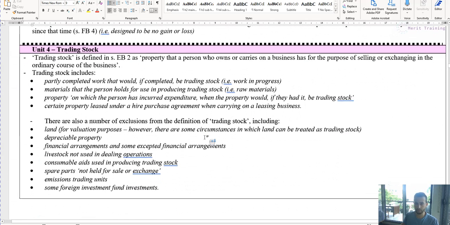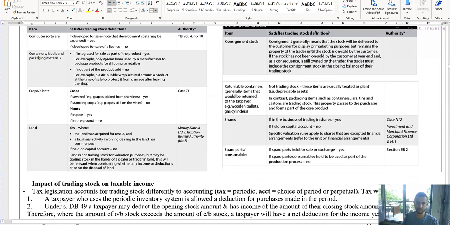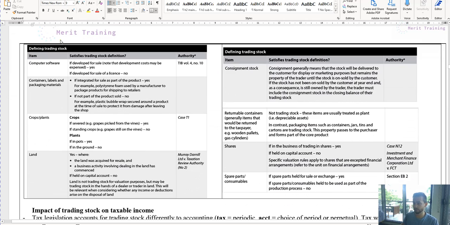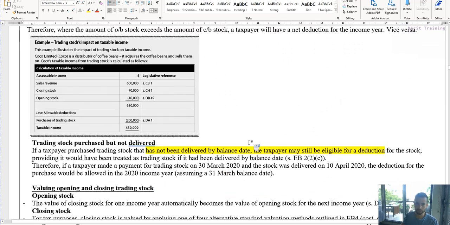Just as a very quick recap, it's basically what trading stock is. It's any property that a person owns who's carrying on a business, and these are quite specifically defined. And you also really need to consider the facts for a number of different situations, because, for example, computer software, depending on what the case facts are, could be either trading stock or not trading stock. So if you see these words in an exam question, like computer software, consignment stock, and it's to do with trading stock, just remember these situations, depending on the facts of the case, could be either trading stock or not, and obviously that's going to impact the taxable income of that particular business.